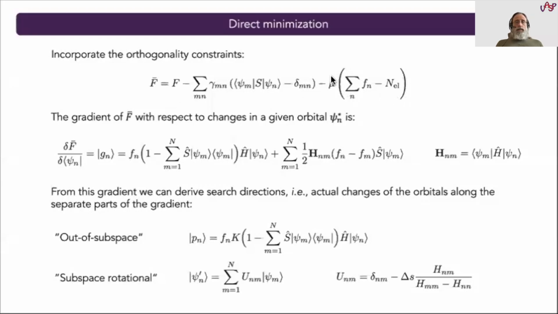And then here there's another Lagrangian part, and that essentially forces the sum of the occupancy numbers. The sum of those occupancies should add up to the total number of electrons. That's essentially what those two things do. And so in direct minimization, we directly minimize this Lagrangian with respect to the orbitals. And to be able to do that, we need to use the gradient of this Lagrangian with respect to a given orbital.